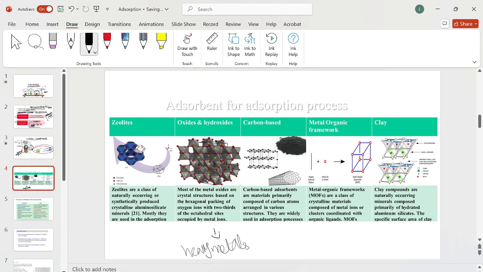Carbon based compounds are used in a very wide range because they have very good porosity that is needed for the adsorption process. Metal organic frameworks are also versatile compounds. We have organic ligands, and they have also been used in separation applications. And clay is the cheap one, because they're composed of hydrated aluminum silicates, and they have a good surface area. So each has its own specialty.